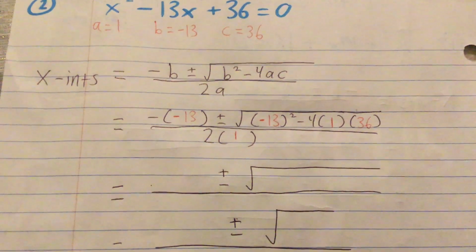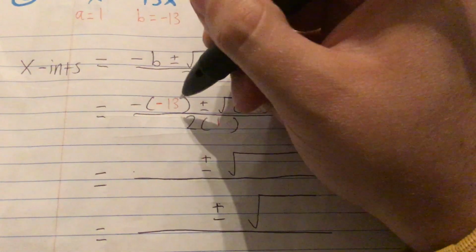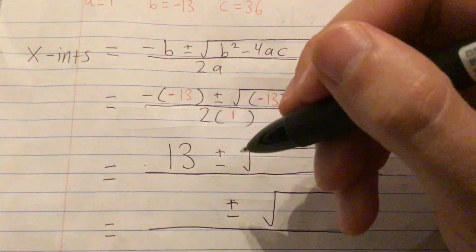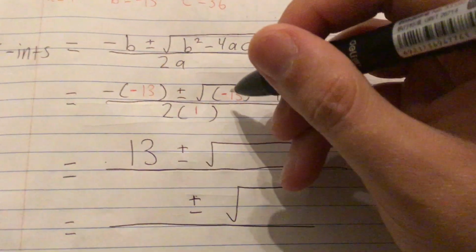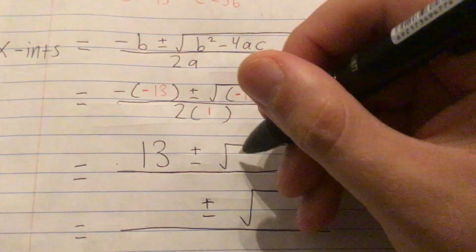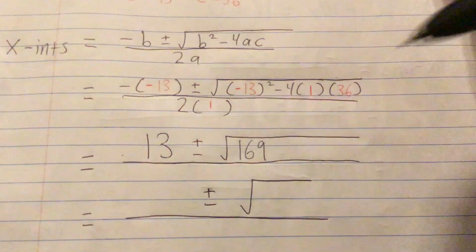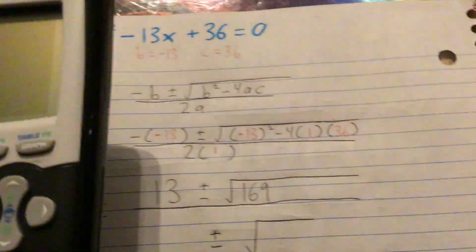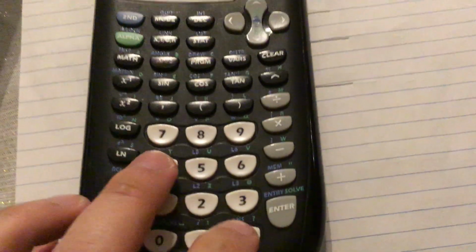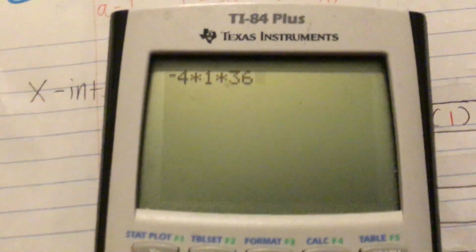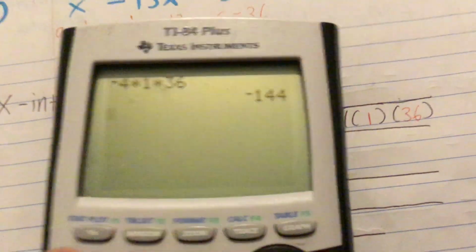Okay, so now let's clean this up. Negative, negative 13. A double negative, that creates a positive 13. Okay. So now 13 plus or minus the square root of, well, first let's do negative 13 quantity squared. Negative 13 times negative 13, that'd be positive 169. And now let's check in the calculator, because even I don't know this result, of negative 4 times 1 times 36. So negative 4 times 1 times 36, even though I don't need the times 1, I'm doing it just because. Negative 4 times 1 times 36 is negative 144.